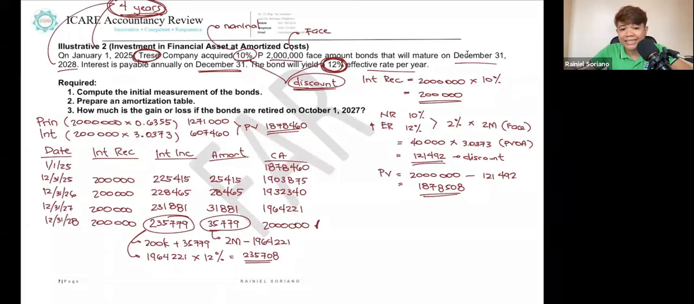Okay? So, chat section, please. Again, chat section, nagets po ba ang preparation ng amortization table? Gets po ba, guys? Chat section, please. Yes po, sir. Gets po. Alright, good job, guys.